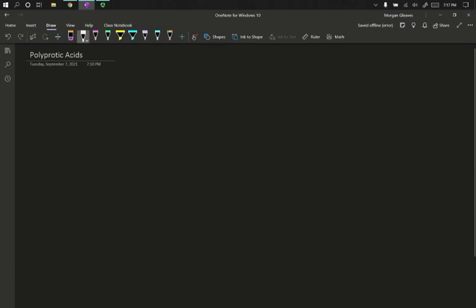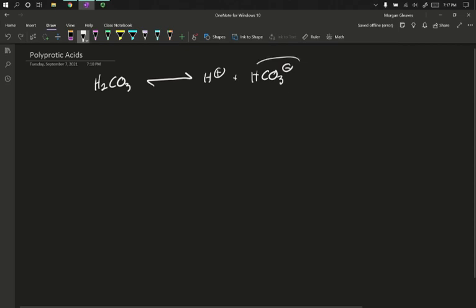In this video, we're going to look at polyprotic weak acids. So these are weak acids with more than a single H plus that could be released. So carbonic acid: the first H plus released will create a bicarbonate. However, that bicarbonate has an H plus that could also be released.